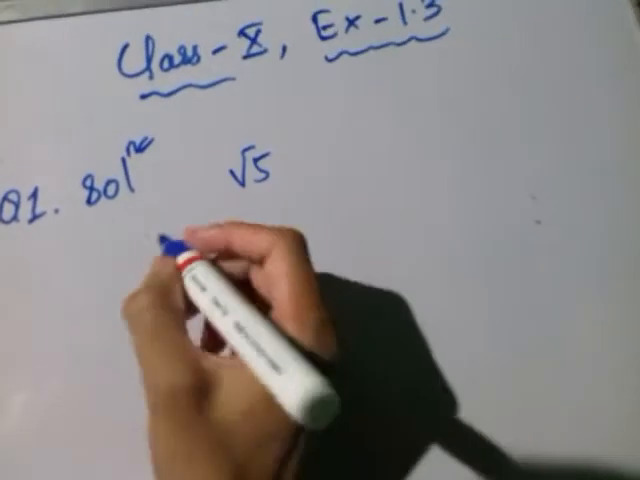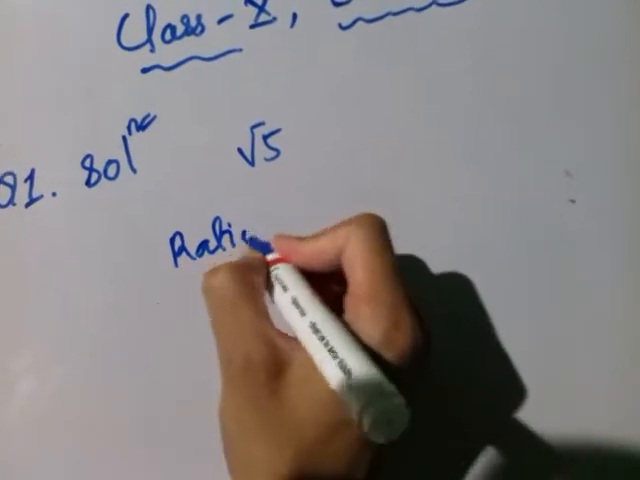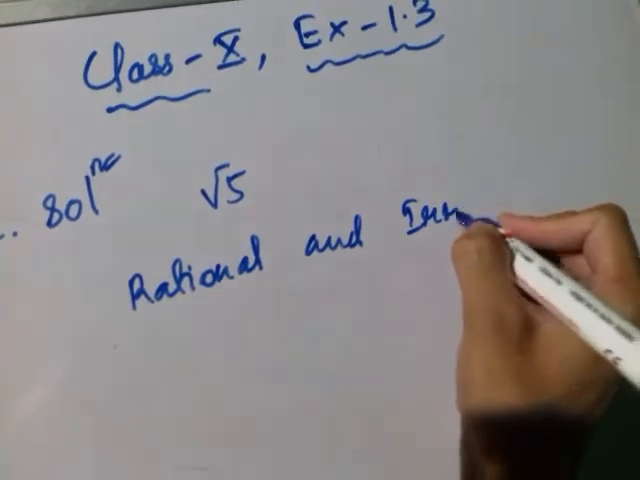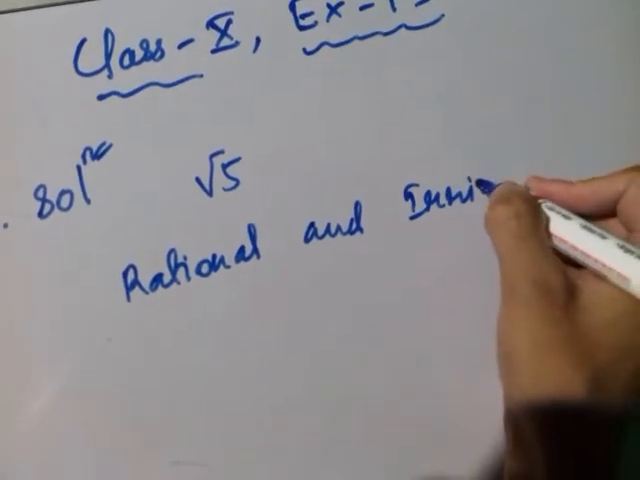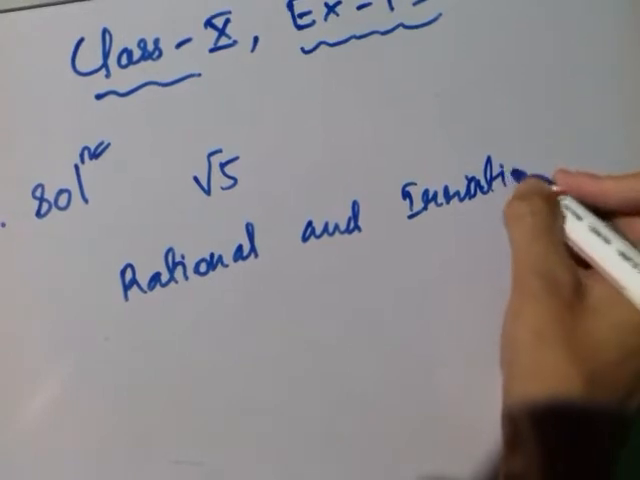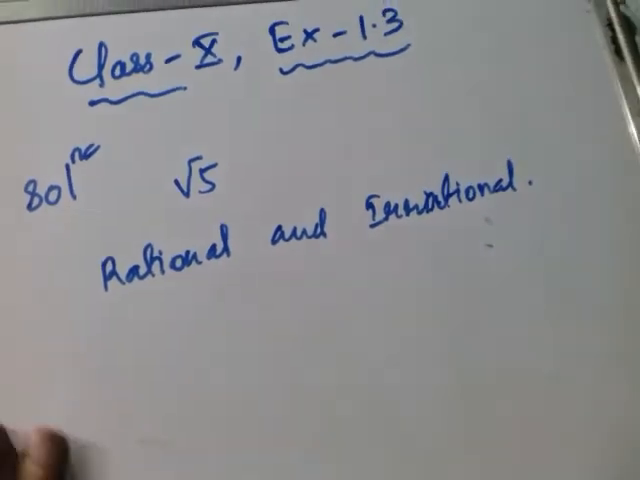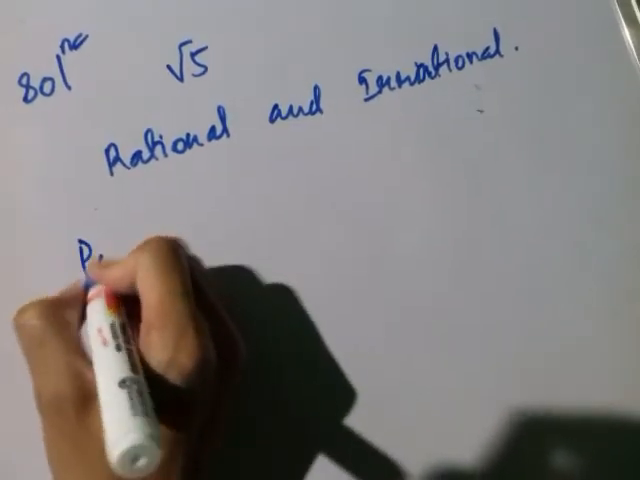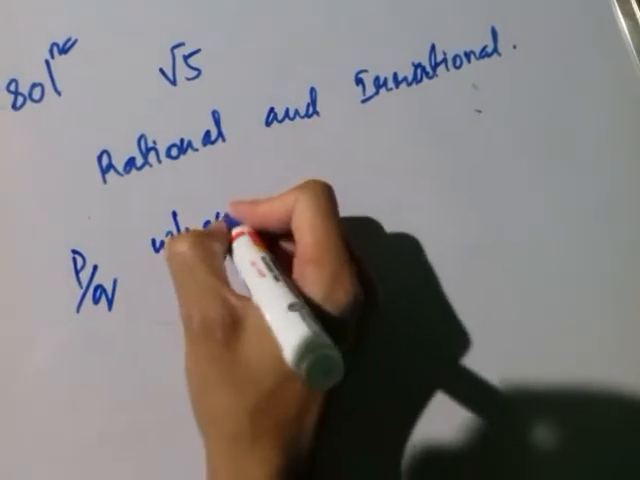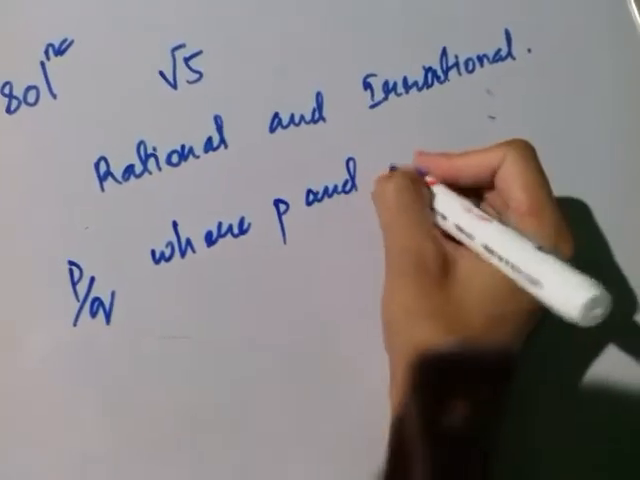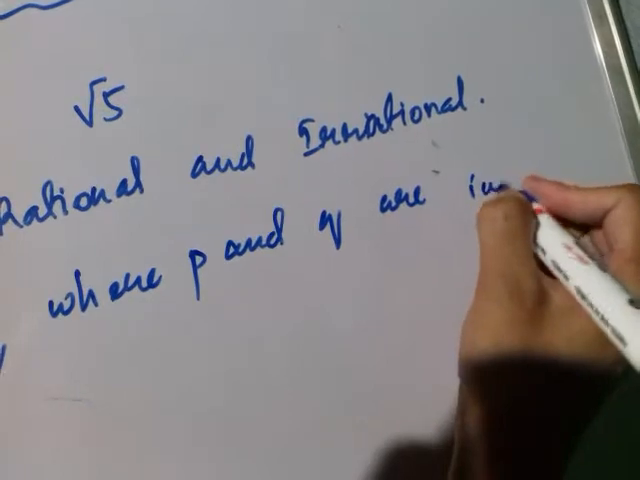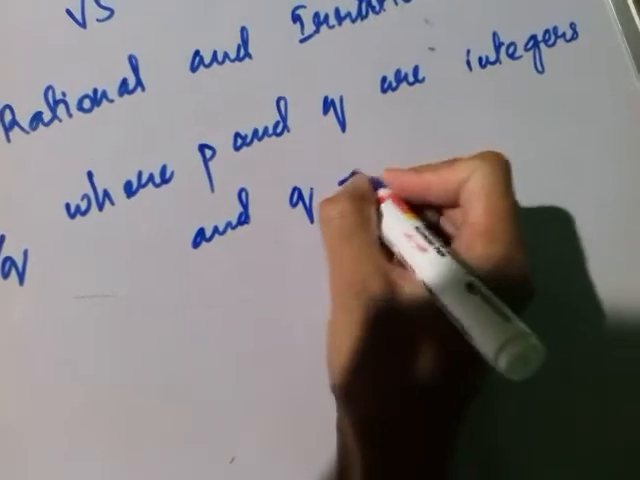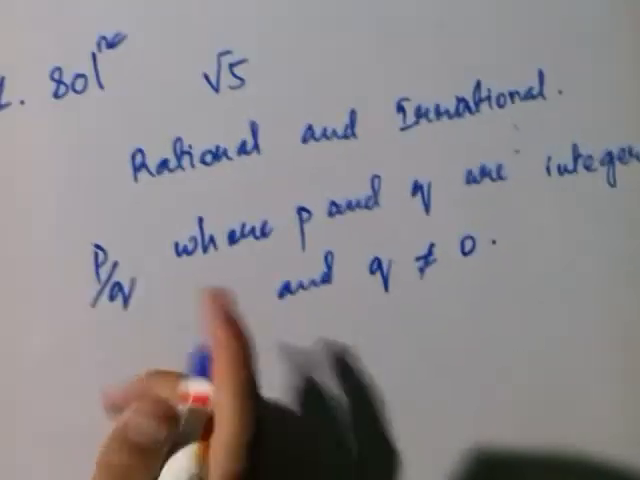First you need to know what is rational and irrational. Rational means in the form of p by q, where p and q are integers and q is not equal to 0. This is the form of rational.